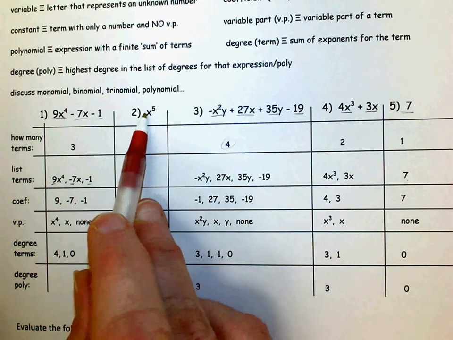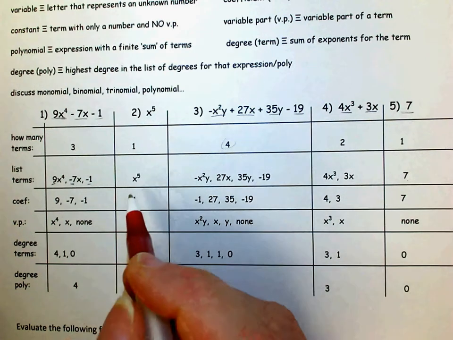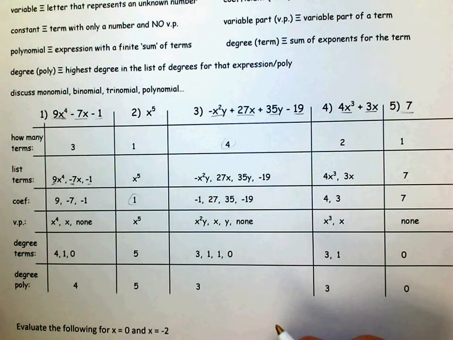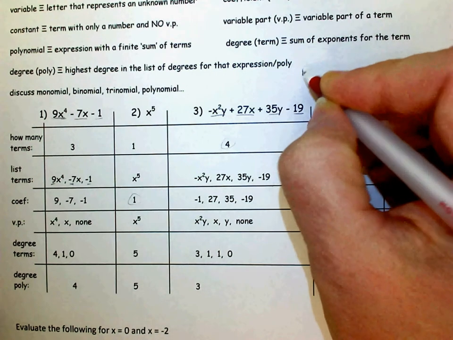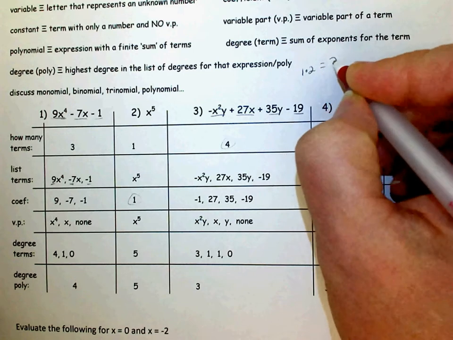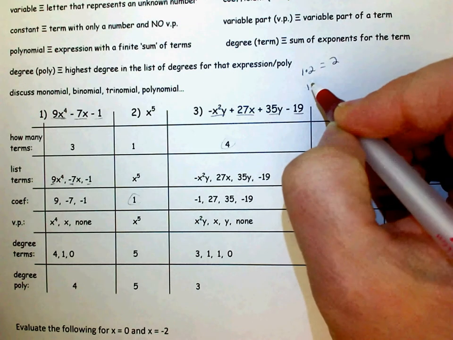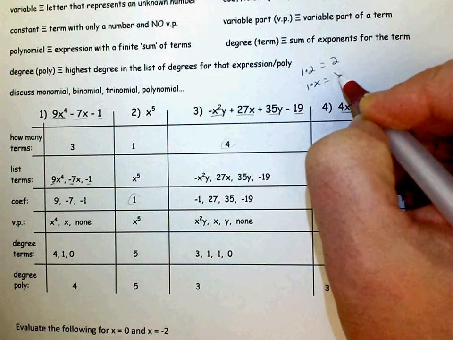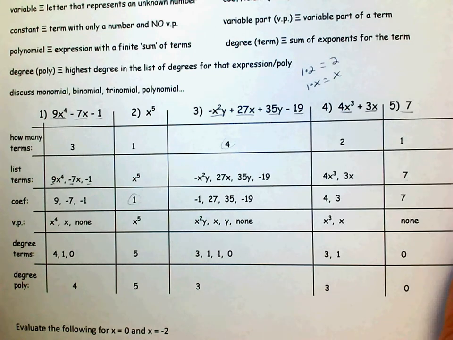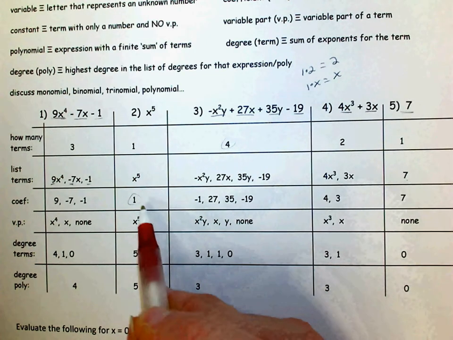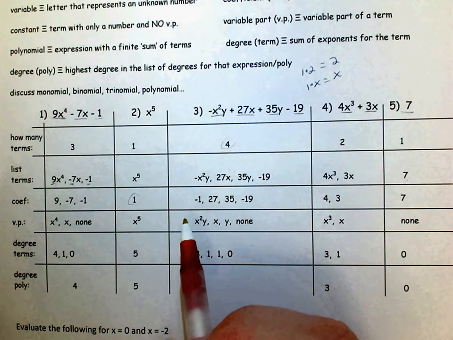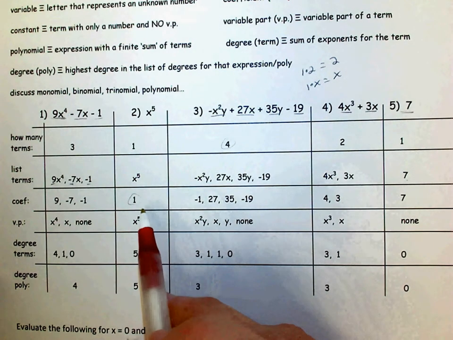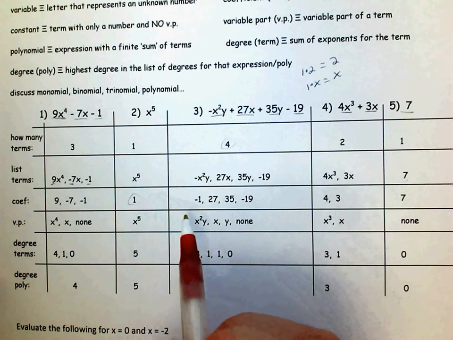This doesn't have a number in front. So when it doesn't have a number in front, it's 1. Because remember this, if I have 1 times 2, that's just 2, correct? So 1 times x would just be an x. And that comes into play more often than you're going to be comfortable with, that's for sure. But get friendly with it. It is never going away.